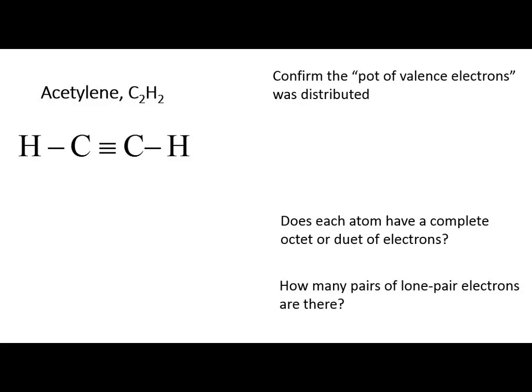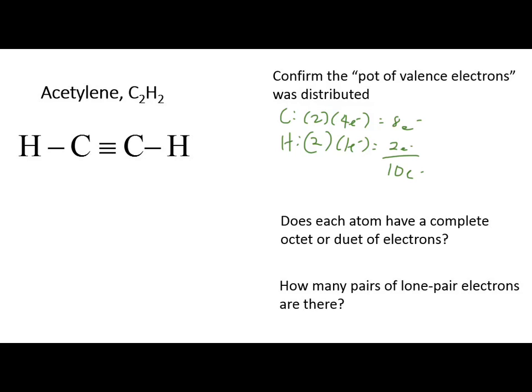I see some of you working on it, so I'm going to go ahead and work on it too. The pot of valence electrons: for the carbon, there are 2 carbons. They each bring 4 valence electrons for a total of 8 valence electrons. With regard to hydrogen, there are 2 hydrogens. They each bring 1 valence electron, so 2 valence electrons there. Our pot, according to the formula, is 10 electrons.